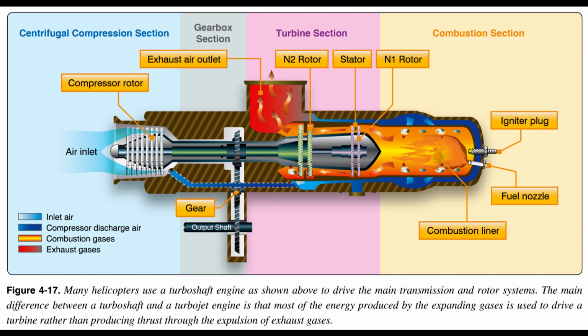Turbine. The two-stage turbine section consists of a series of turbine wheels that are used to drive the compressor section and other components attached to the accessory gearbox. Both stages may consist of one or more turbine wheels. The first stage is usually referred to as the gas producer, N1 or NG, while the second stage is commonly called the power turbine, N2 or NP. The letter N is used to denote rotational speed.